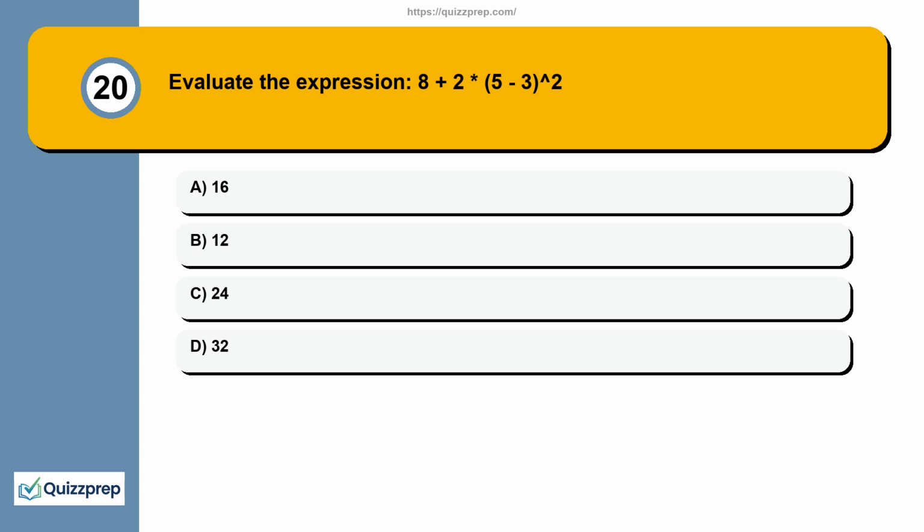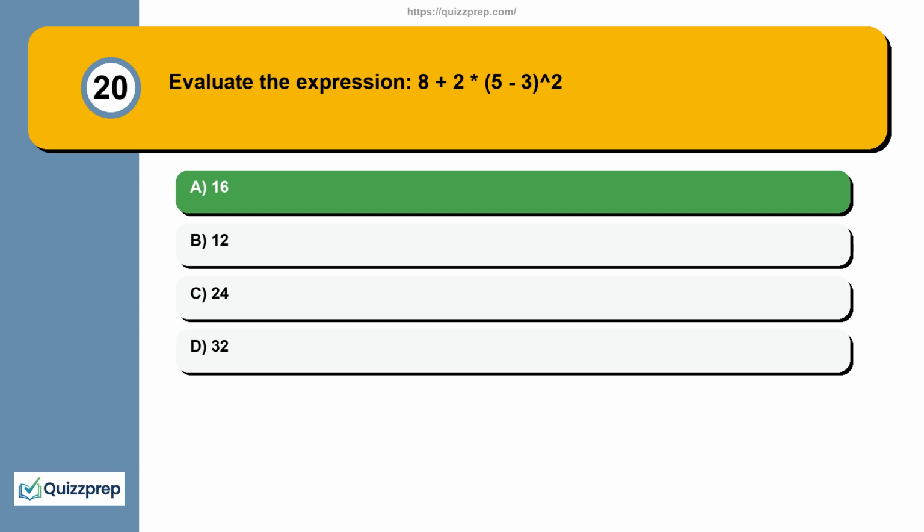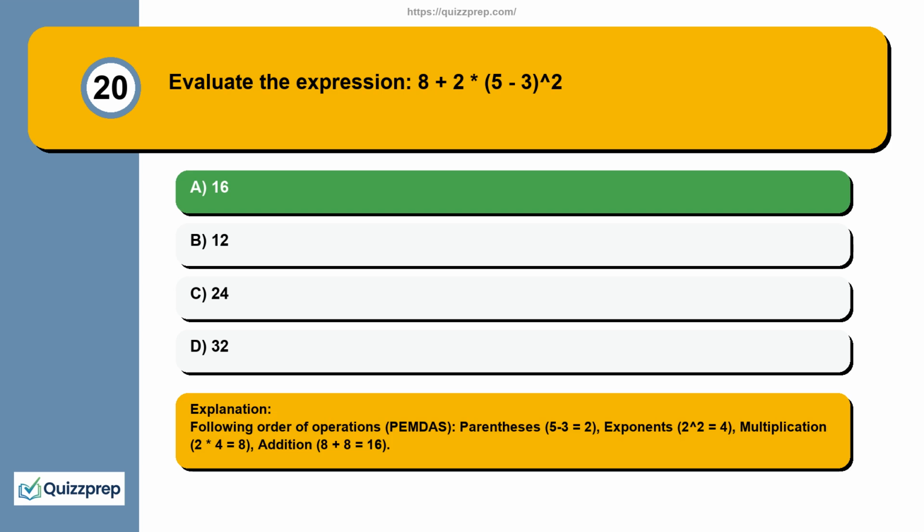Question 20. Evaluate the expression 8 + 2 * (5 - 3)^2. Here are your options. Option A, 16. Option B, 12. Option C, 24. Option D, 32. The correct answer is option A, 16. Explanation. Following order of operations, PEMDAS: parentheses, 5 minus 3 equals 2; exponents, 2 squared equals 4; multiplication, 2 times 4 equals 8; addition, 8 plus 8 equals 16.